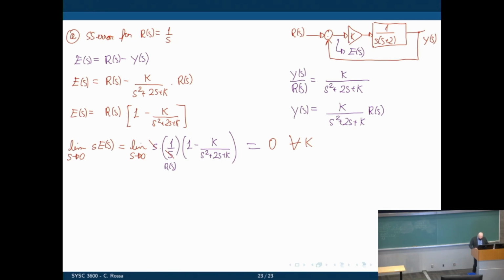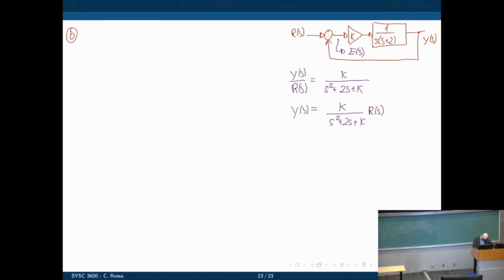The next question is: calculate the percent overshoot if K equals 10. So when K equals 10, we have Y of s over R of s equals 10 over s squared plus 2s plus 10.